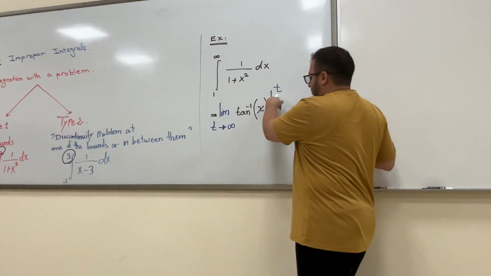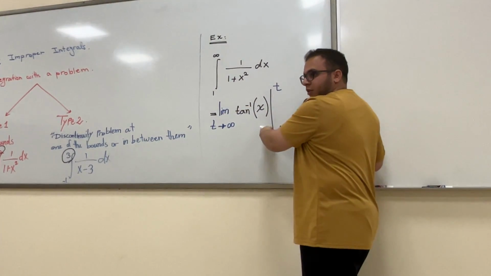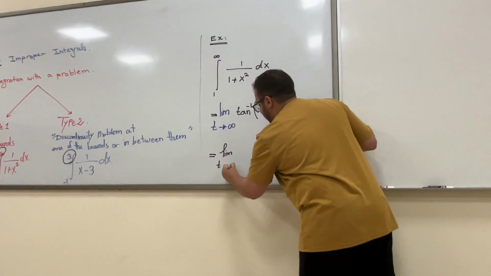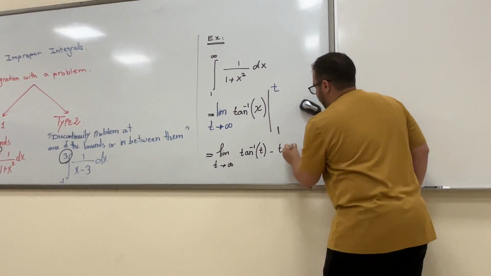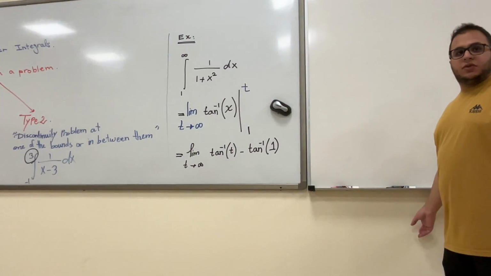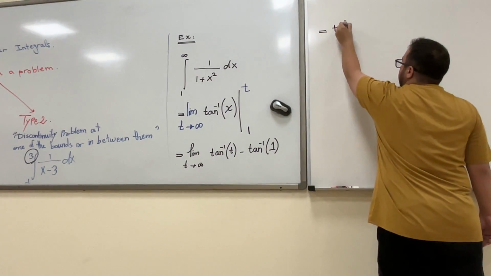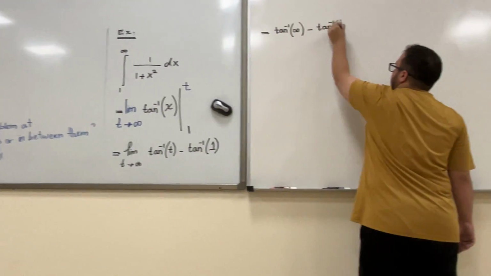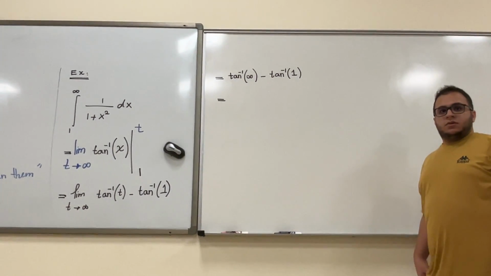Alright, now from calculus 1, how do I do this? I plug the top minus plug the bottom, forget about the limit. So this is going to be: limit as t goes to infinity of tan inverse of t minus tan inverse of 1. How do I solve any limit? Substitute. What do you get? Tan inverse of infinity minus tan inverse of 1. What's tan inverse of infinity? Does anyone know? Pi over 2.